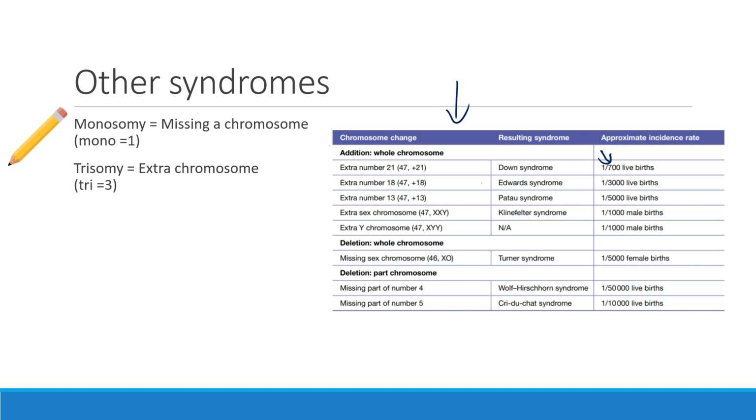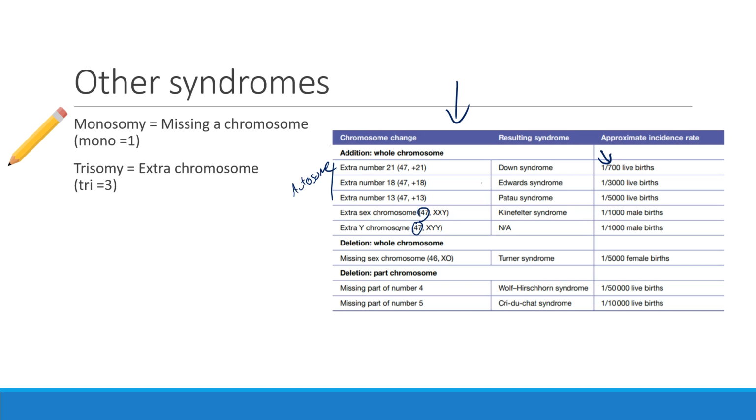You can also get an extra sex chromosome. So these are autosomal diseases, so these are on the autosomes. How can I tell? Because they're not sex chromosomes. Whereas with the sex chromosomes, 47, these are extra sex chromosomes like XXY or XYY. Sometimes they don't have names, so this one doesn't have a name.